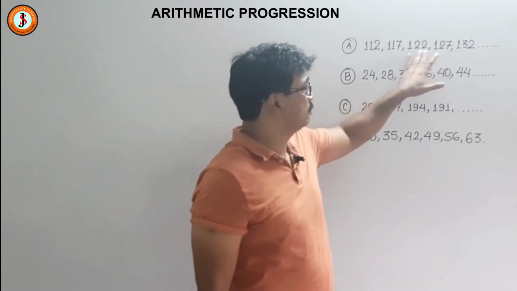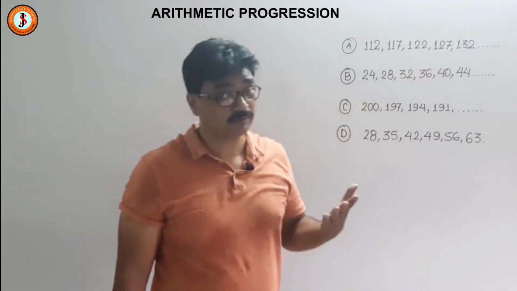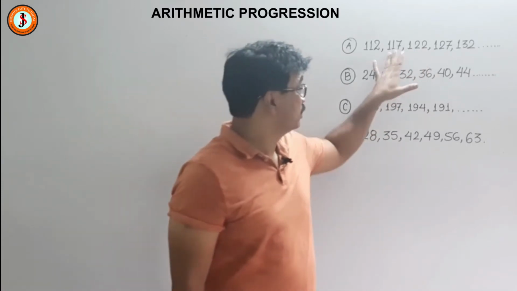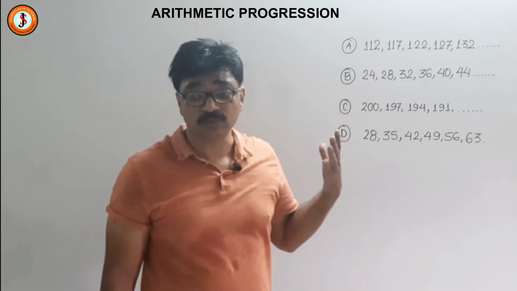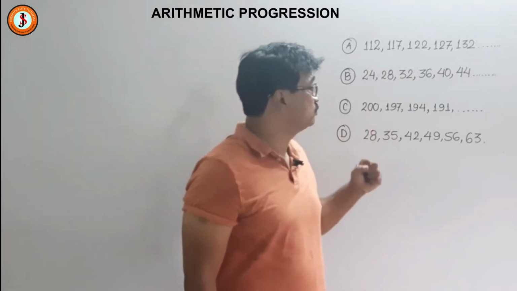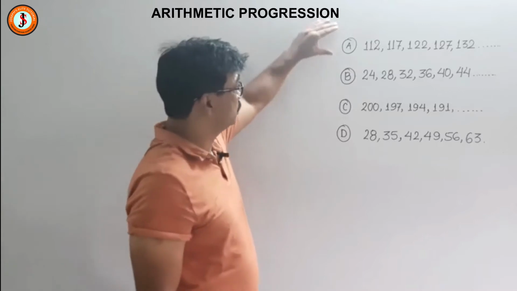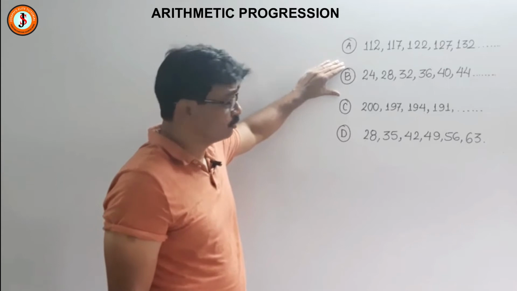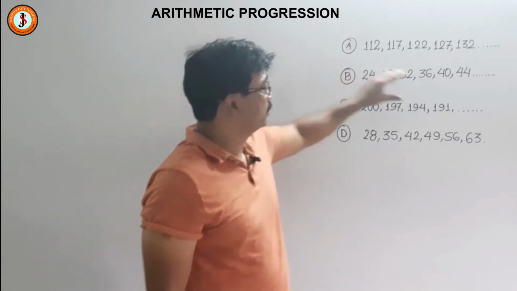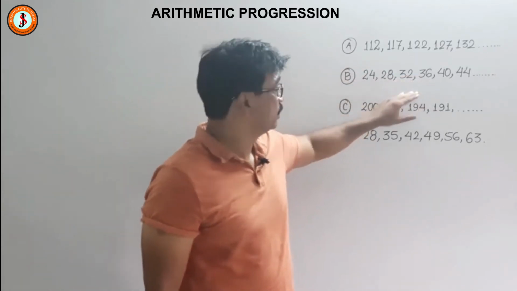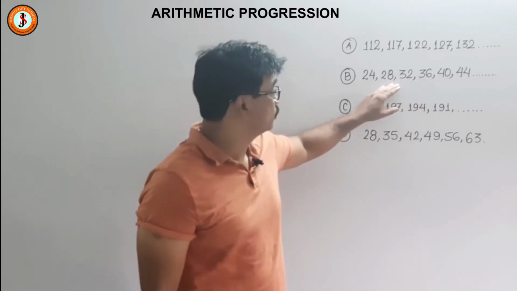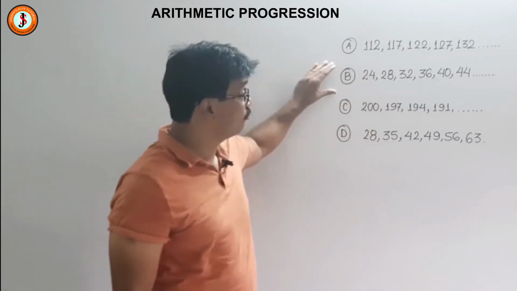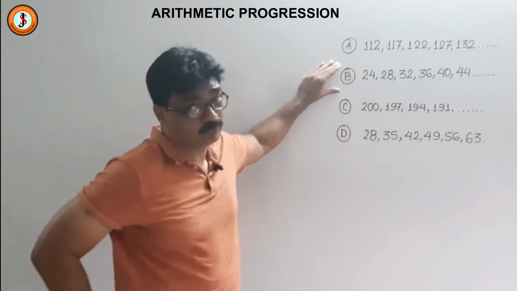Like 127 minus 122 is how much? 5. 122 minus 117 is how much? 5. 117 minus 112 is how much? 5. So there is a common difference between successive terms. This is what an arithmetic progression is. If I look at the other one, 36 minus 32 is 4, 32 minus 28 is 4, 28 minus 24 is 4. So there is again a common difference, of 4.